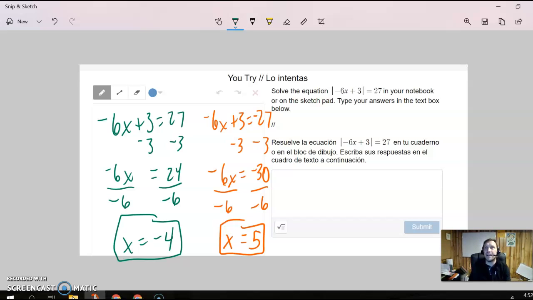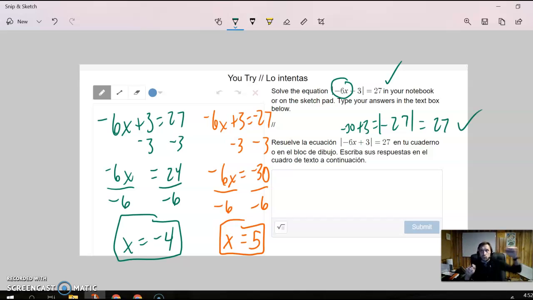You plug them in. Negative 4 times negative 6 is 24. 24 plus 3 is 27. If I plug in a positive 5, I get negative 30. Negative 30 plus 3 is negative 27. All right. And when I take the absolute value of negative 27, I get 27. Hopefully you're nailing it.